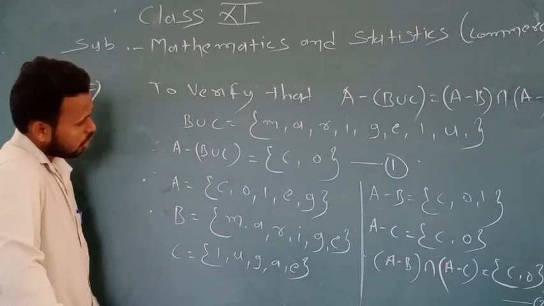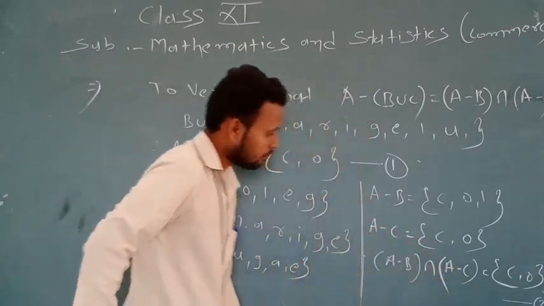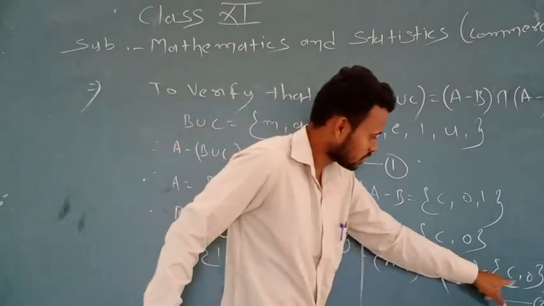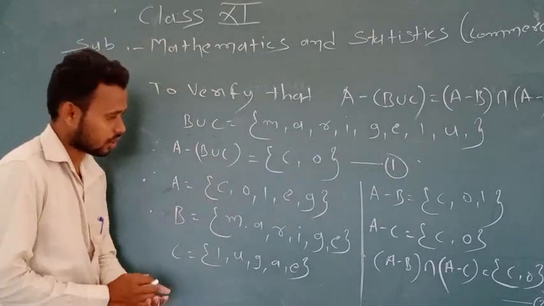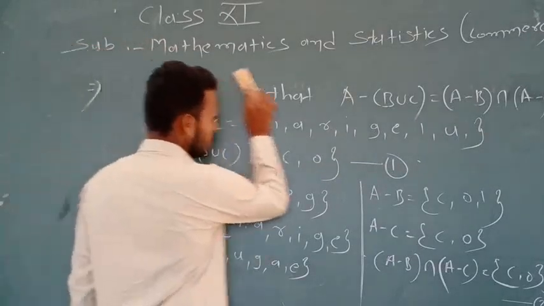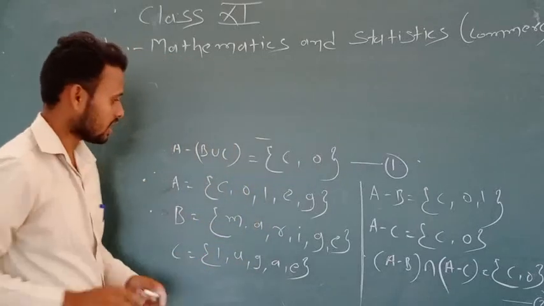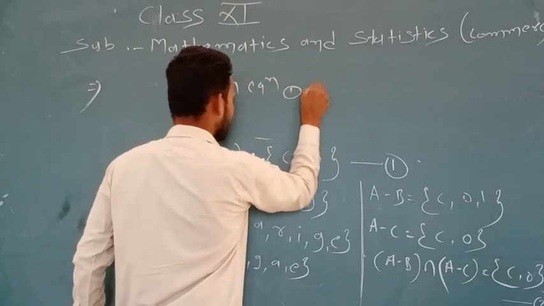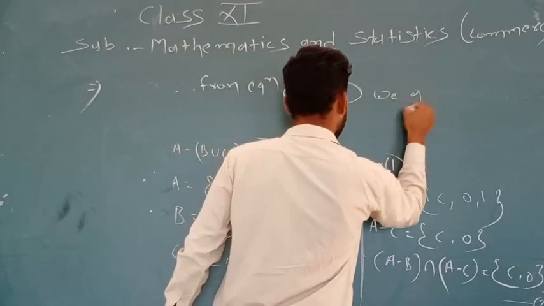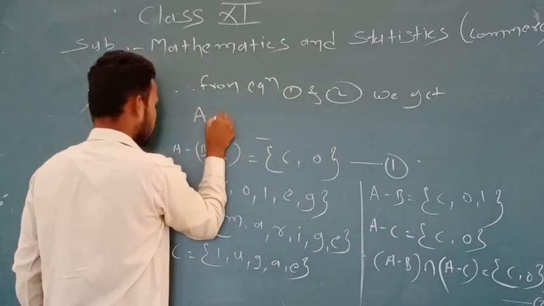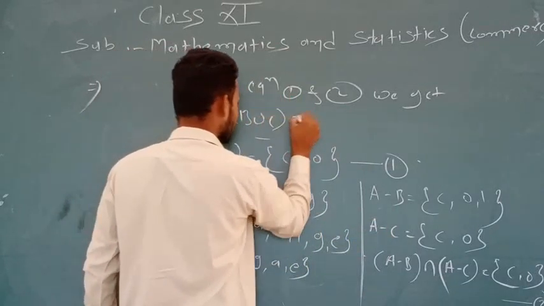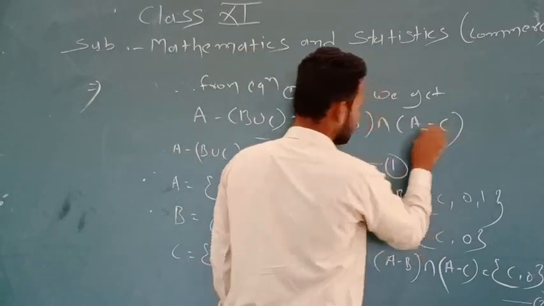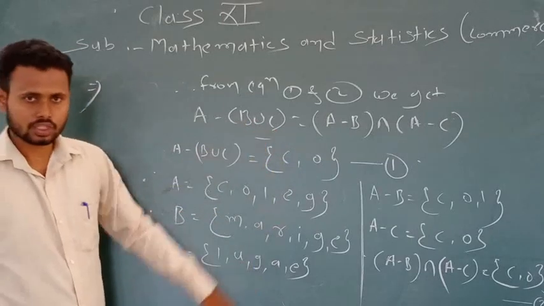Now next line: from equation first and second we observe that in equation first the value is what? C, O. Then equation second, the value is what? C, O. RHS is the same. Therefore we say that LHS is also the same. Therefore from equation 1 and 2 we get A minus B union C, which is equal to A minus B intersection with A minus C, which is our required proof.